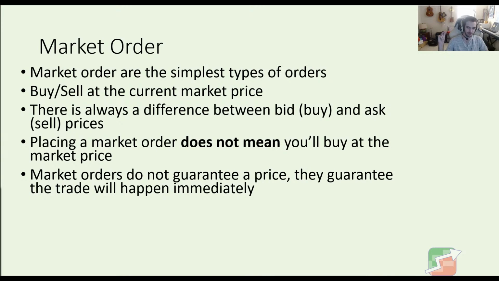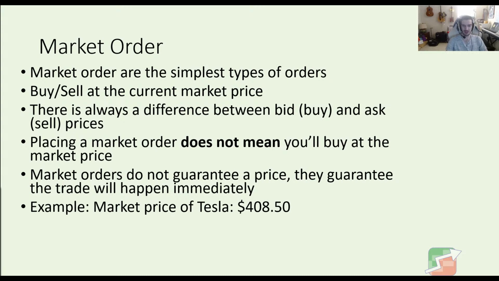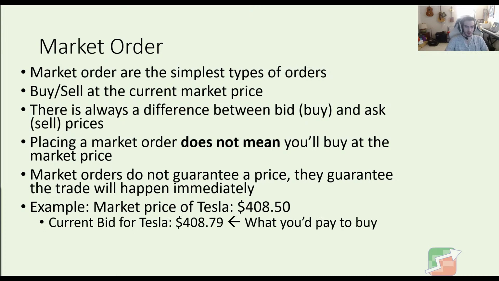So you say, I want to buy Tesla right now, hit the button to go buy, and you instantly buy it. How much you buy it for is a different story. So let's again use this example of Tesla. We're going to say Tesla is $408.50. So using the current prices of when I made this presentation, the current bid for Tesla was at $408.79. So if you were to buy a share of Tesla at market price right now, you would buy it at $408.79. That is the current bid price. There may be 500 million people selling shares of Tesla, but the cheapest one on the market right now is $408.79. So that's the share that I would buy.